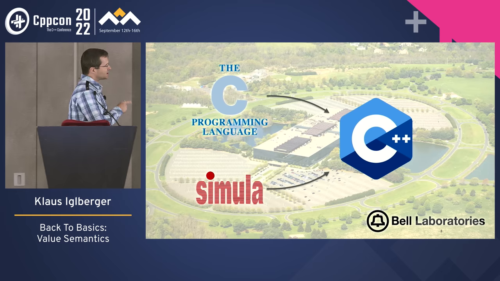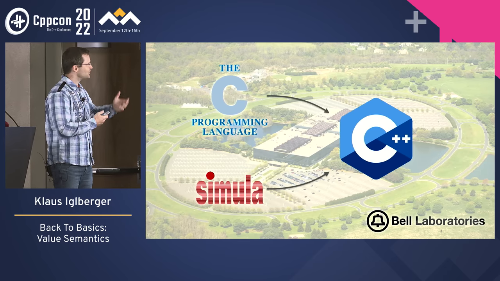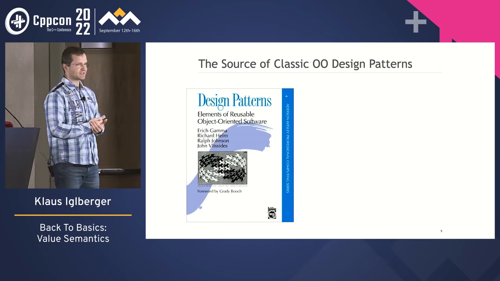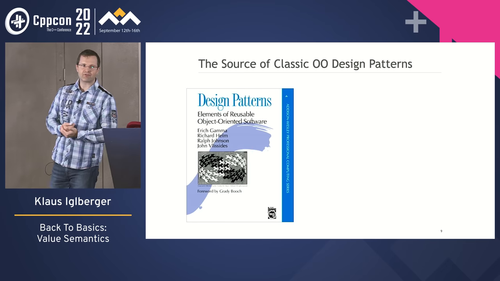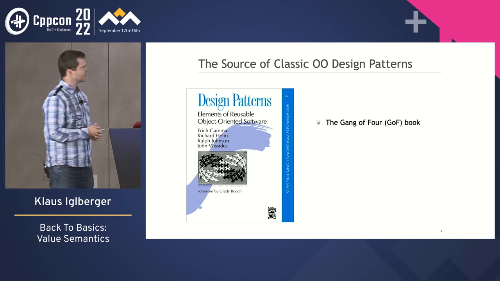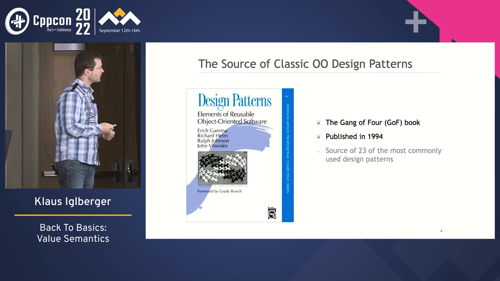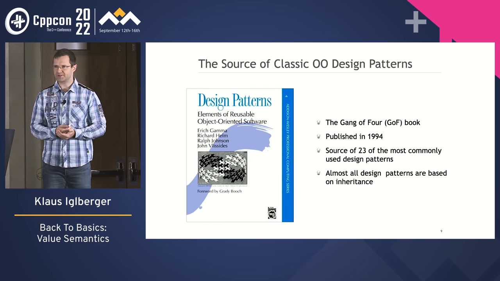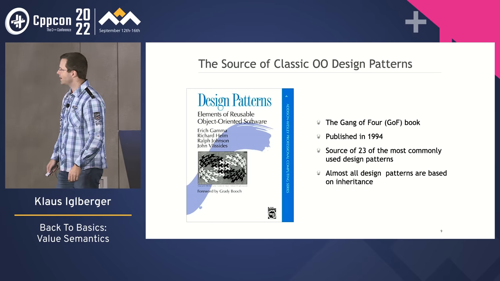The way he derived this language, however, of course, very much changed the world, changed the way we think about code. And this way of thinking, this way of writing code, is deeply embedded in this book. Also a book that you might have seen before, the Gang of Four book. So the book that at the time collected design patterns, 23 of them, published in 1994. And almost all of these 23 design patterns are based on inheritance. Almost. I think it's 21, but this is a small detail.